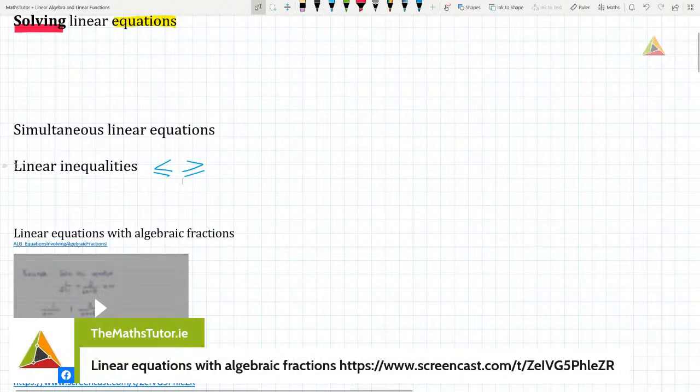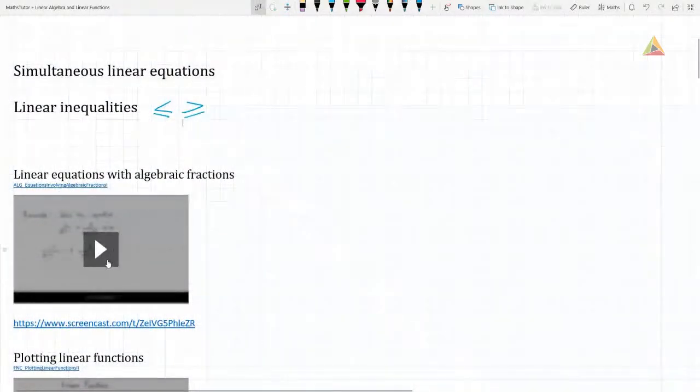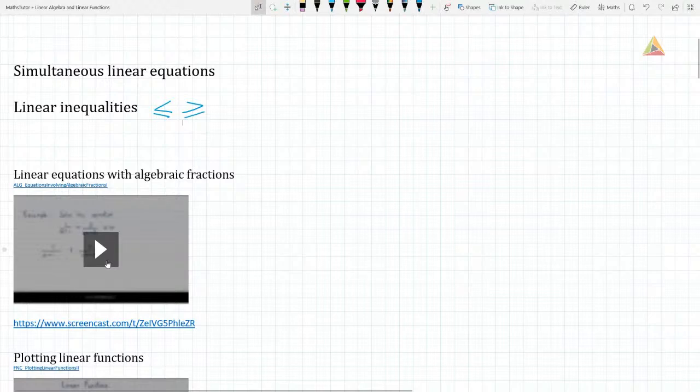So when we're talking about linear equations with algebraic fractions, this is where we're going to have to solve an equation. So we normally have X's in them. Our last line is going to be X equals, and we want to solve for X, but it's going to be in a fraction to start with. So this video is going to talk you through how to deal with having X's in your fraction.